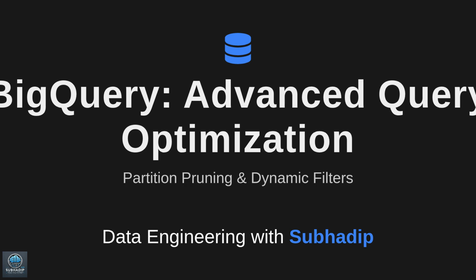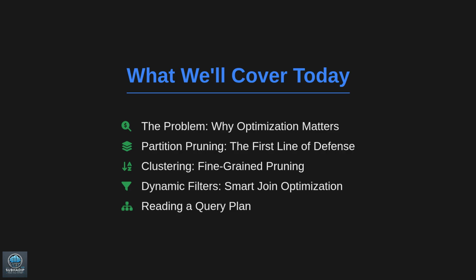In this deep dive session, we will unlock the secrets behind BigQuery's advanced query optimization, focusing on partition pruning and dynamic filters to make your queries faster and cheaper. Here is our agenda for today. We will start by understanding why optimization is crucial in BigQuery. Then, we will explore partition pruning, clustering, the powerful dynamic filters, and finally, learn how to analyze a query plan to see these optimizations in action.